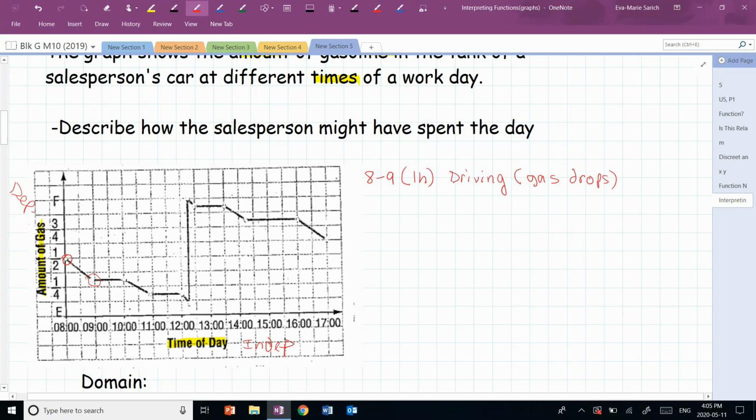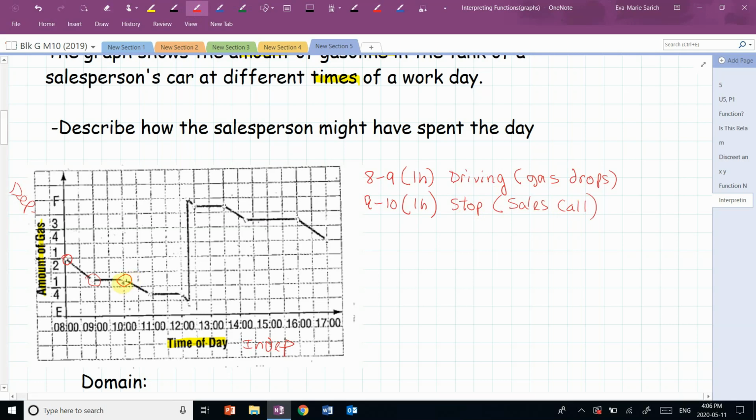And then what happens? From the next stage, from 9 o'clock to 10 o'clock, there's the next phase. So from 9 to 10, again, in a 1 hour period, the car must be stopped because there is no gas that is being consumed at all. So the car has stopped, probably for a sales call, because this is a salesperson, right? So he's making a sales call. He's spending his time from 9 to 10, that hour, maybe trying to sell something to a customer.